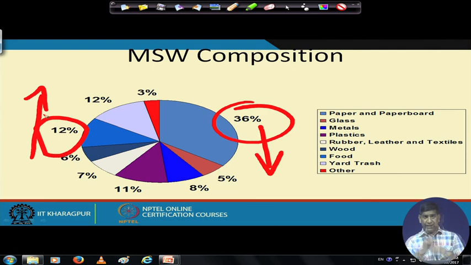And the food waste will tend to be much higher. This particular pie chart we talked about in the class, in the Indian scenario, actually keeps on changing as well. It's changing as a function of how the waste is moving in the collection system.